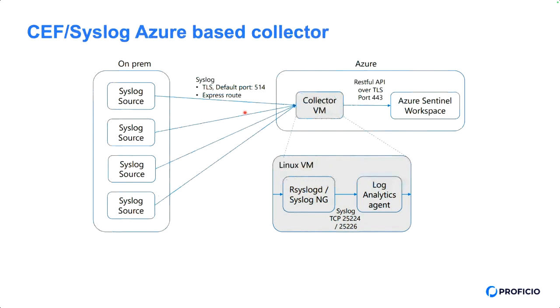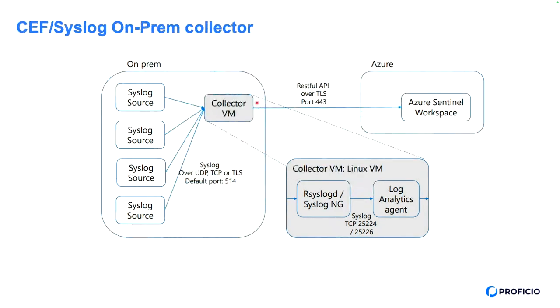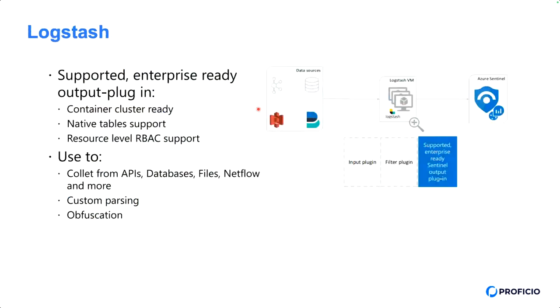But what if you don't have the possibility or the resources to manage that log collector on-prem? That's not a problem. You can place this log collector in Azure and just forward all your log sources from on-prem to Azure. The only difference here is you have to open access to the internet to Azure services from your on-prem data sources, which sometimes can be tricky. So that's why you have this option to place a collector VM inside your on-prem infrastructure. So that's the difference.